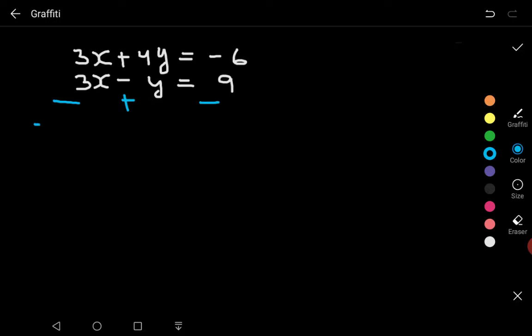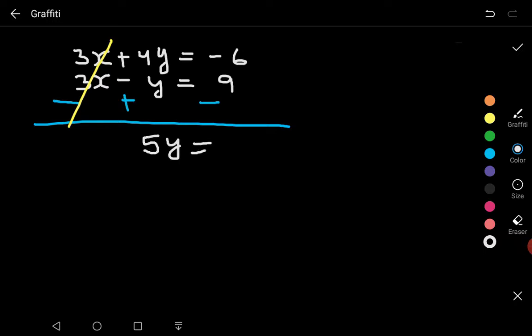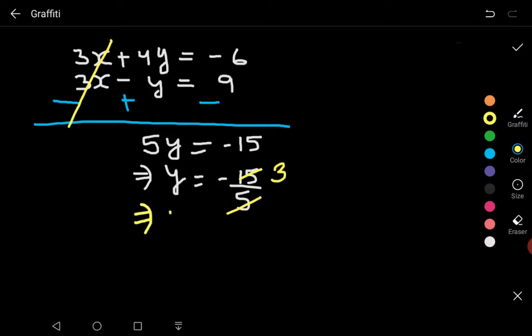So to eliminate x from here we will subtract the second equation from the first. तो यहाँ पे हमने subtract किया. The coefficients of x are the same here, so 3 and minus 3 will cancel out and we get 4y minus of minus y, which will be 5y. So you get 5y from here, and minus 6 minus 9 will be minus 15. So the value of y will be minus 15 upon 5. So you get 5 threes are 15, so the value of y will be minus 3.